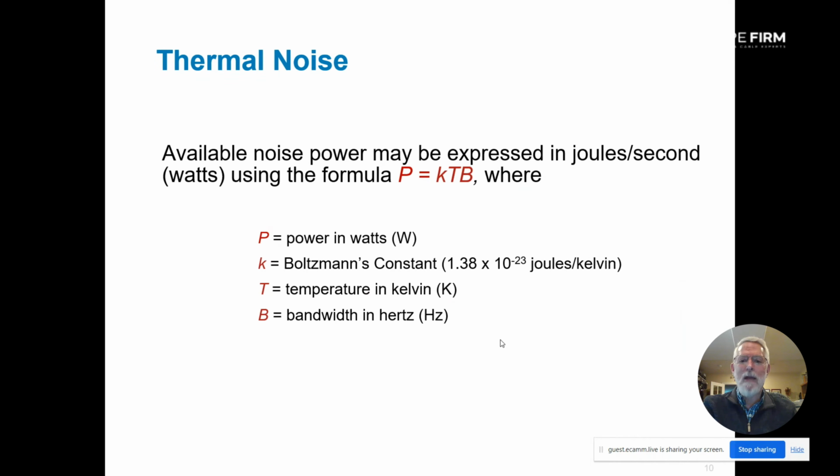That available noise power can be expressed in joules per second, which is watts, using the formula, and this has been around forever, P equals kTB, where P is the power in watts, k is Boltzmann's constant, T is the temperature in Kelvin, and B is bandwidth in hertz. And notice it's not degrees Kelvin. There's no degree sign with Kelvin, because that would be redundant. It is simply Kelvin, lowercase k on the word, uppercase K for the symbol. That comes from the International System of Units, for those who are wondering why.